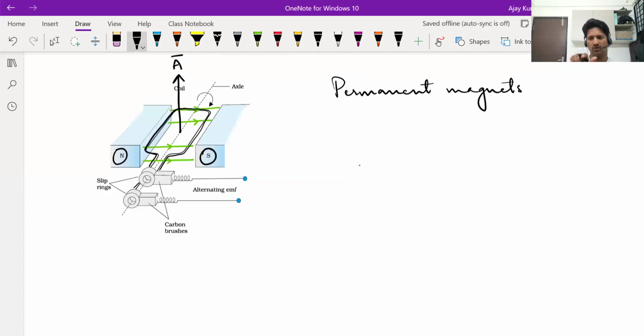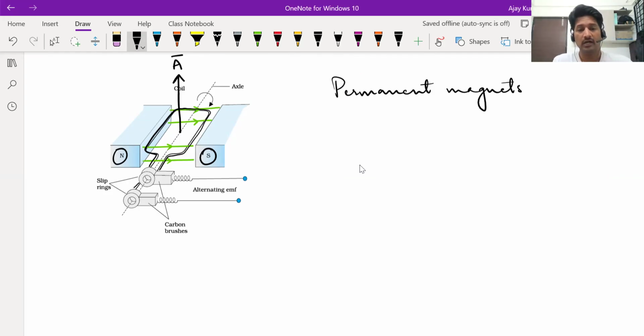As the coil rotates, the angle between the area vector and the magnetic field keeps changing. Magnetic field doesn't change. Magnets are permanent and they are fixed. So the magnetic field does not change. The area vector keeps rotating inside that field.